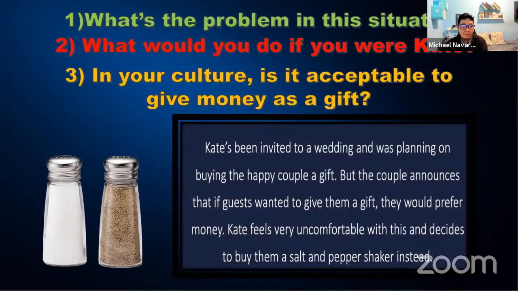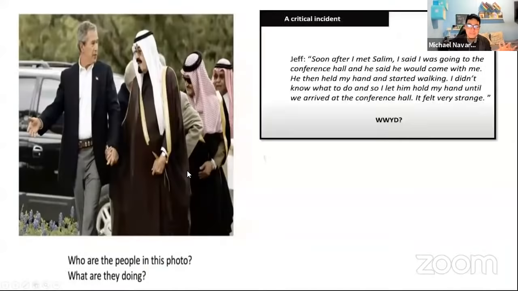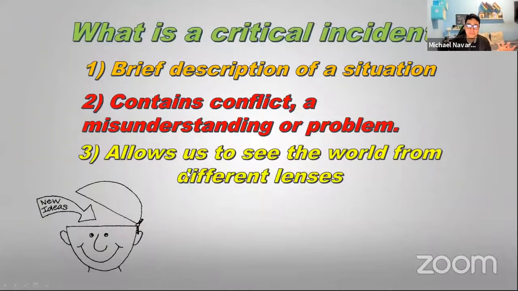You see? So a critical incident like this is basically a situation. It's a brief description of a situation. It contains conflict, a misunderstanding, or a problem. And it allows students to see the world from different lenses, right? So students are more open-minded.